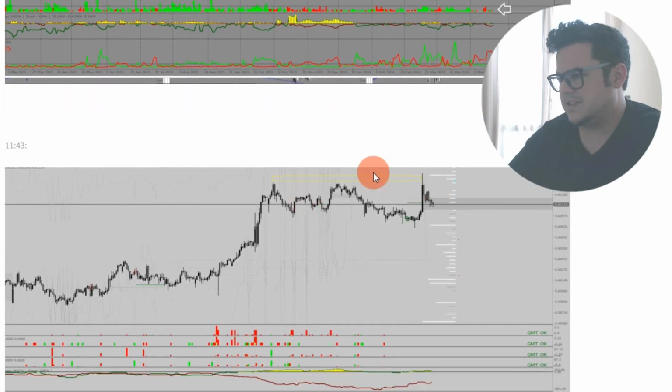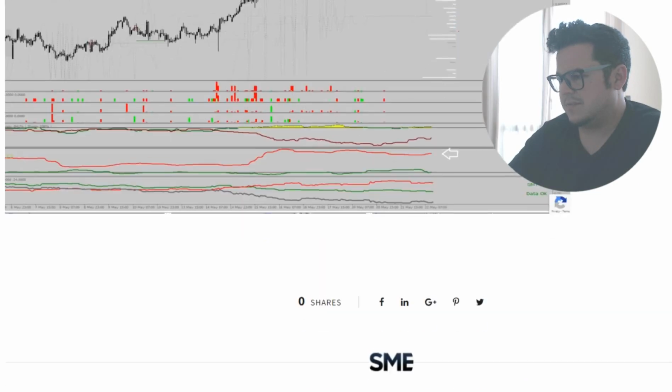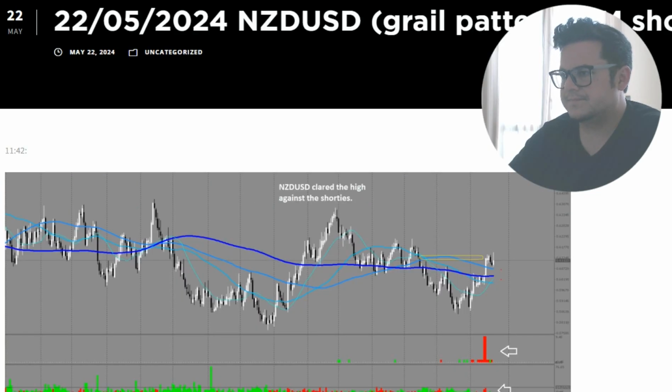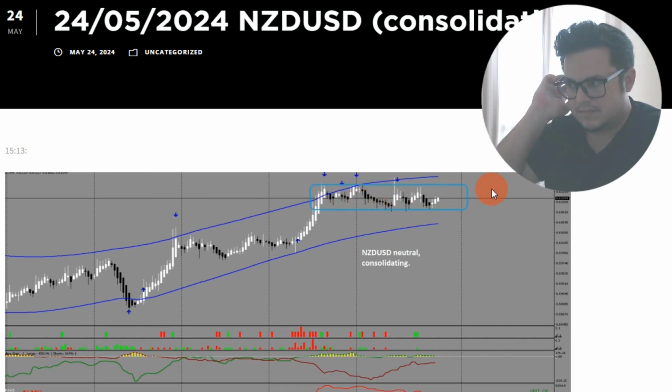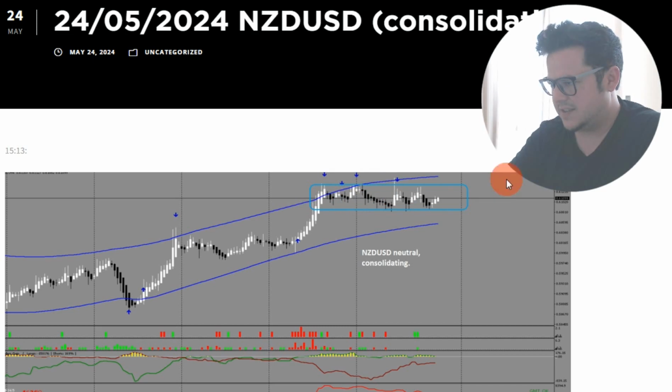And then it had a similar dynamic. Look at this, typical stop hunt, clearing the high, going back to the order gap zone and MTS, but then consolidating towards the end of the week. It just went sideways, so it wasn't so interesting in the last sessions.